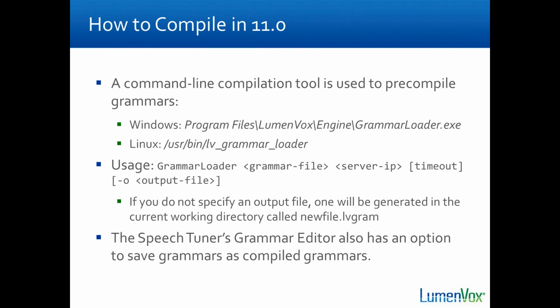Basically the way that you do it is you invoke the grammar loader, give it the path to the grammar file on disk, and give it the IP address of the ASR server. You can have an optional timeout, and then use -O and the output file name. If you don't specify an output file, it'll just go ahead and generate one for you. And the speech tuner, if you're familiar with that, is our Windows-based GUI tool to do all kinds of cool grammar editing. It also has an option to save any grammar you're working on in that interface as a compiled grammar.